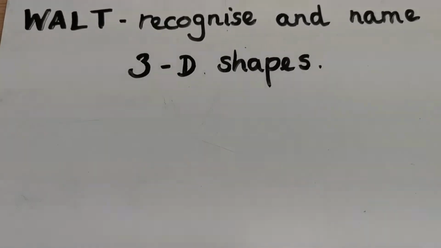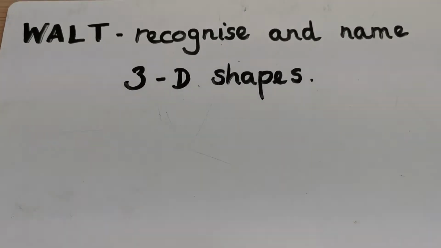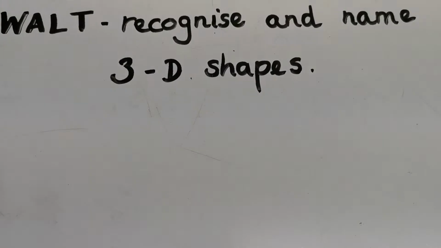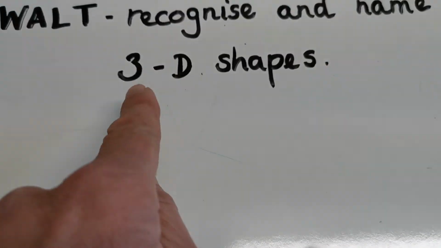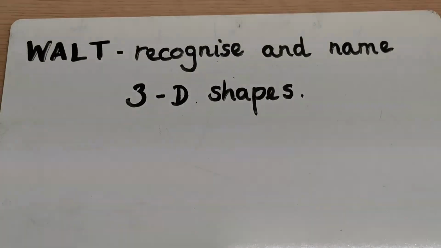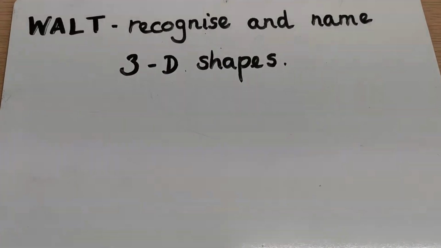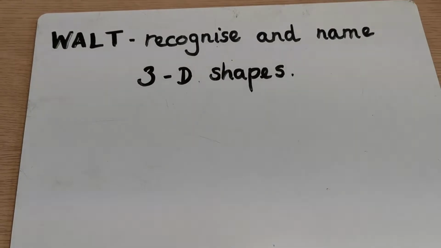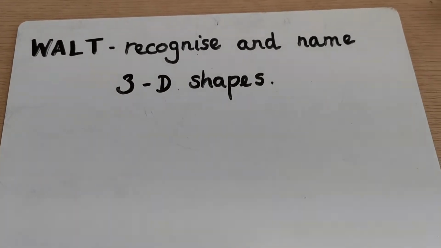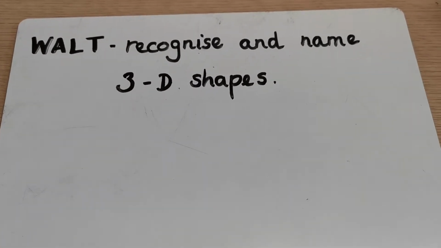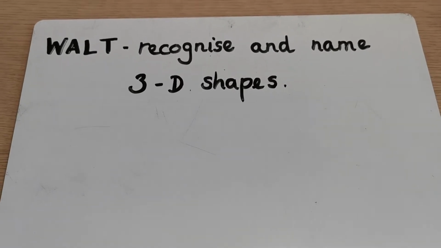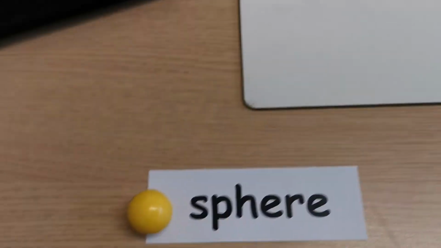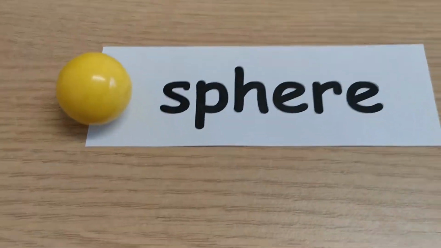Welcome to Year 1 Maths, and today we've got another recap lesson, and today we are going to recognise and name 3D shapes. So I've got some 3D shapes here and we're going to have a look at them first and see what they are called and what they look like. Then I'm going to give you a little quiz to see if you can recognise those shapes. So, this is my first shape.